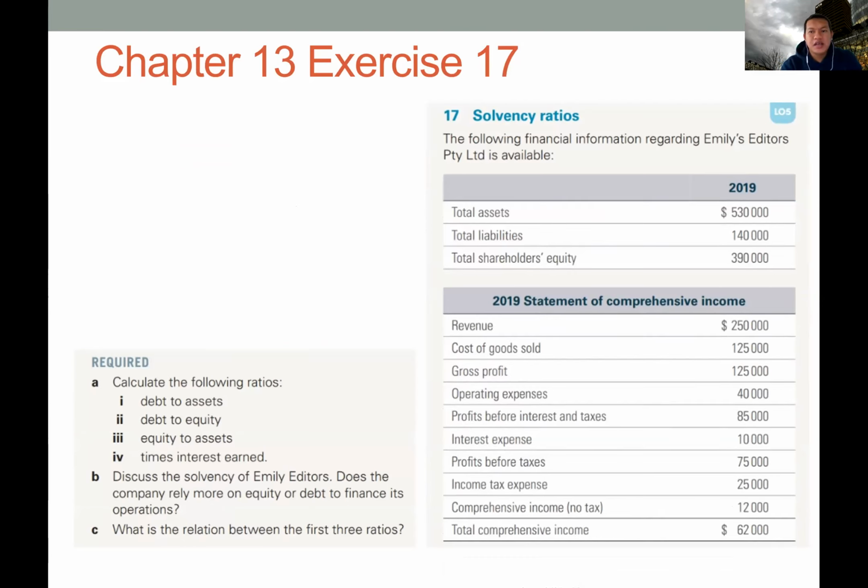Now we have Emily's Editors. We have some information from their balance sheet and also from their profit and loss. We have the assets, liabilities, equities, and then we have revenue, gross profit, and some expenses. Now we have to calculate the solvency ratios, which are debt to asset ratio, debt to equity, equity to asset, and times interest earned. And then we have to discuss the solvency of this company. Does this company rely more on equity or debt? And what is the relation of the first three ratios?